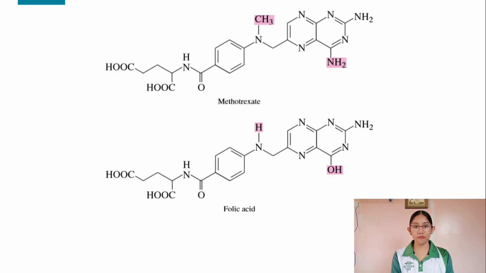As you can see in the picture, folic acid and methotrexate have similar structures. However, they have two differences. First, the hydrogen connected to a nitrogen atom in folic acid is replaced by a methyl group or CH3 in methotrexate. Second, the OH group in folic acid is replaced by an amino group or NH2 in methotrexate.